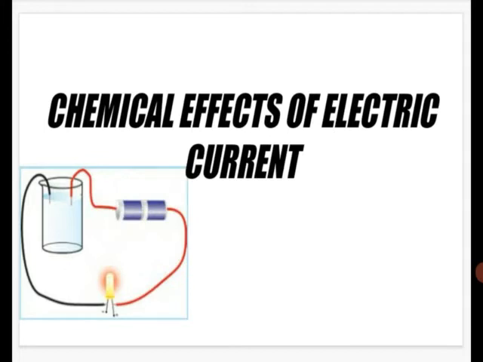Today, we are going to take a new chapter, Chapter 14, Chemical Effects of Electric Current. In this part, we are going to learn the chemical effects.